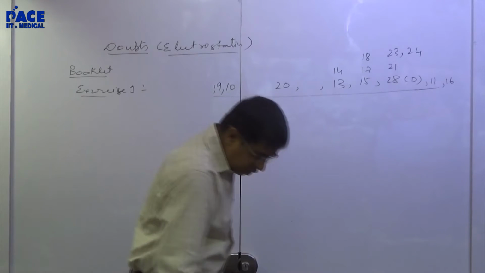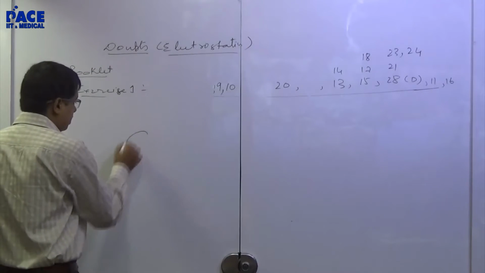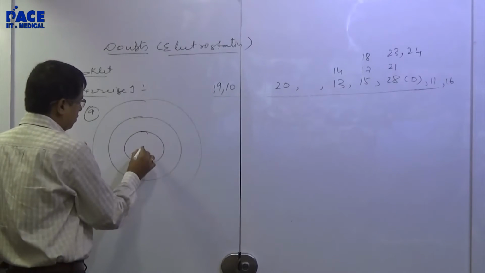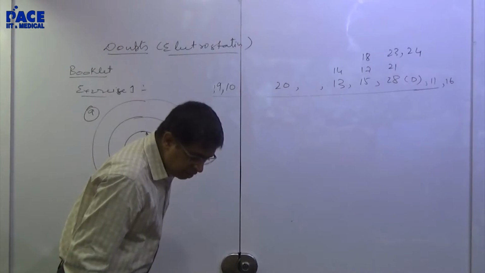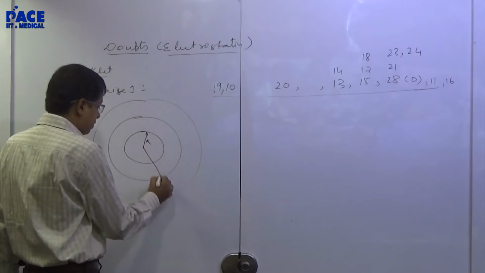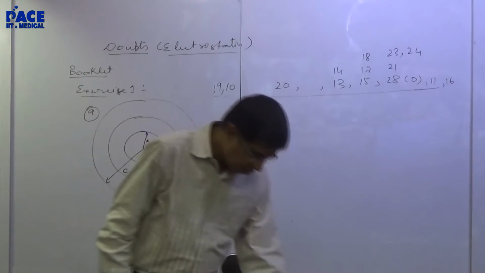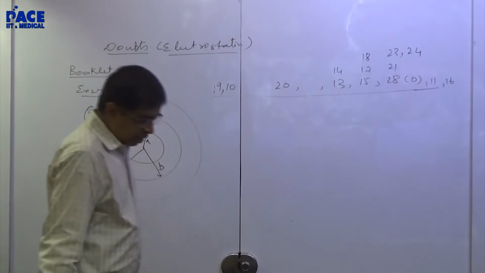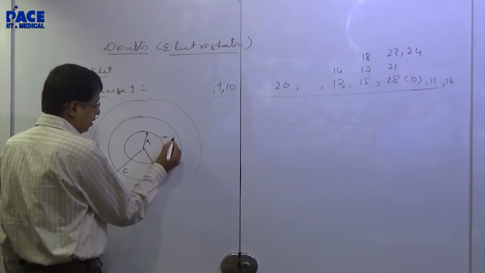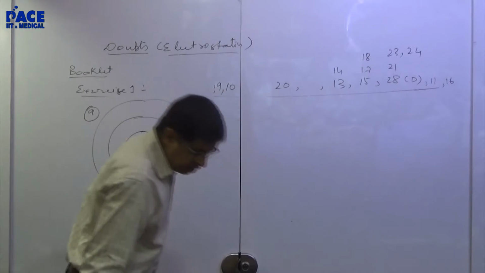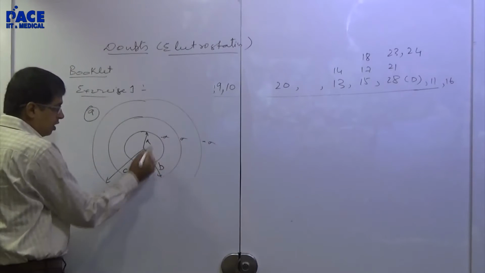Nine. Three concentric metallic shells. Ninth question, have a look at it. Three concentric metallic shells: this is A, this is B, this is C. Minus sigma, plus sigma, minus sigma. Minus sigma, sigma, minus sigma, right? Potential of the shell A is... find out the charge on this.